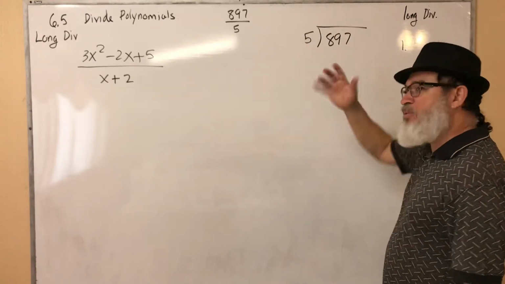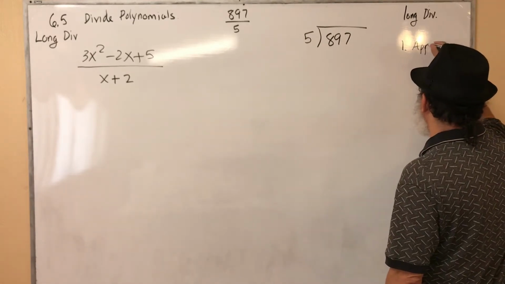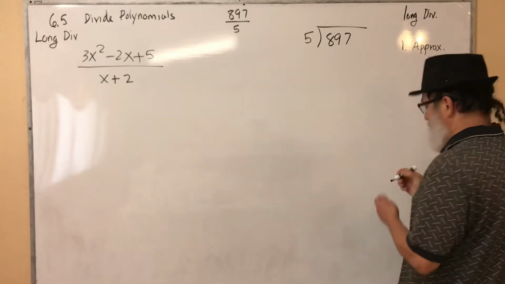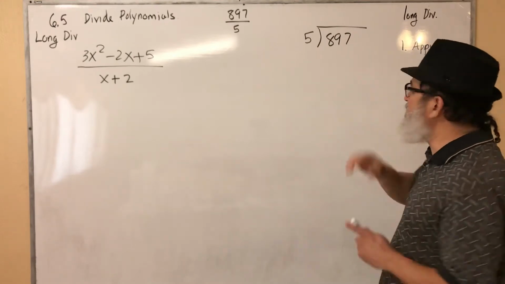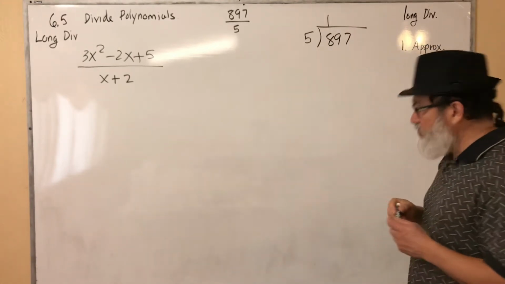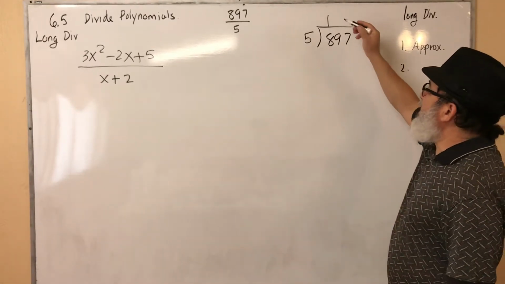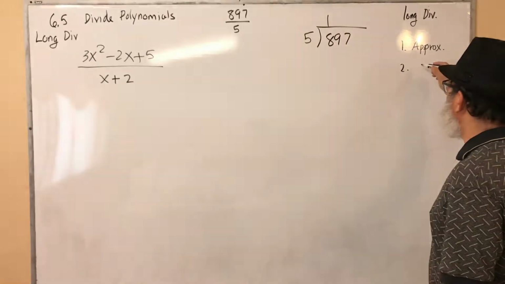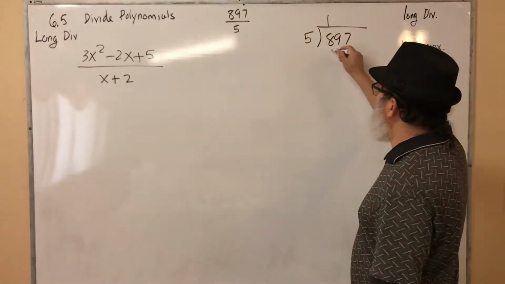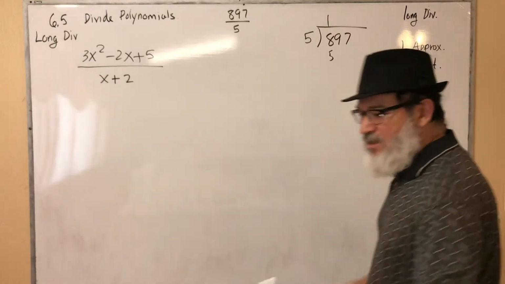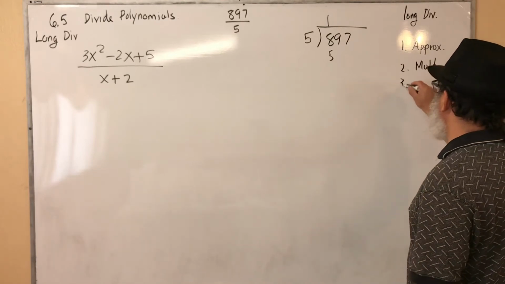5 goes into 8 approximately 1 time. So step number 1 is approximation. So 5 into the first digit approximately 1 time. That's step number 1. Step number 2 is you multiply: 1 times 5 is 5. Okay. Step number 3, subtract.